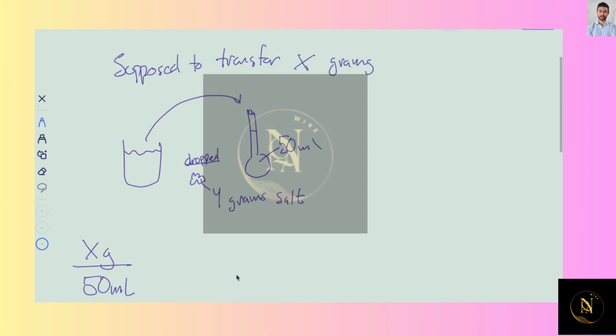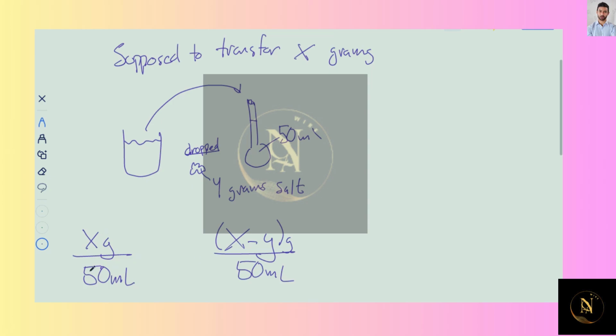What did we actually get? Well, if we dropped Y grams of salt, that means Y grams of salt didn't end up in the flask. So we ended up with X minus Y grams in 50 mils. So is our solution more concentrated or less concentrated? Do we have more salt in 50 mils or less salt in 50 mils? Meaning, in terms of concentration, is X in 50 bigger, or is X minus Y in 50 bigger?